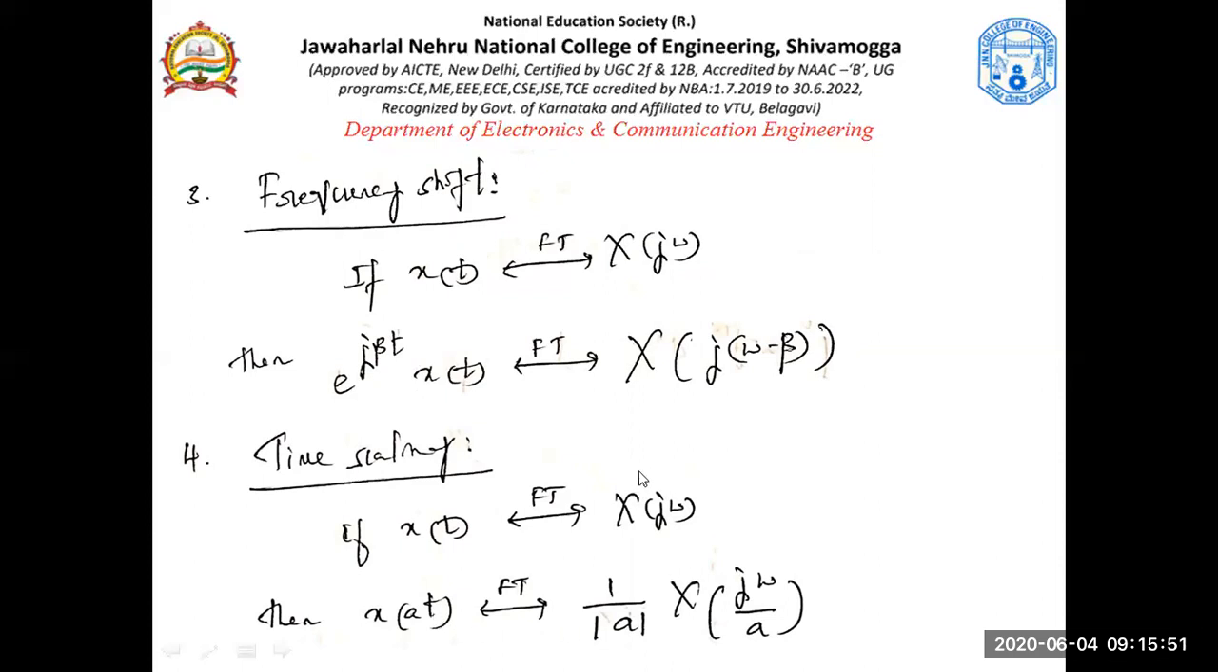So what would happen in frequency domain? It would be 1 by the magnitude of A, whether A is a negative or positive entity. Here in the frequency domain, it would be 1 by magnitude A. We will not consider the sign of A. And this j omega should be divided by A. So it's j omega by A.